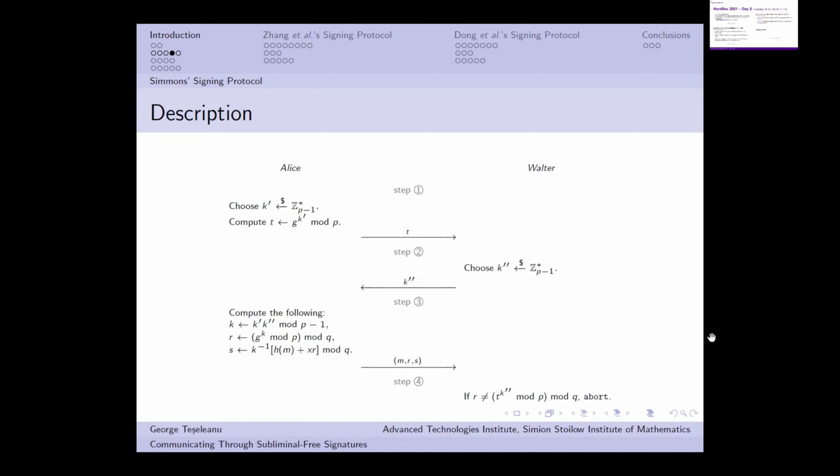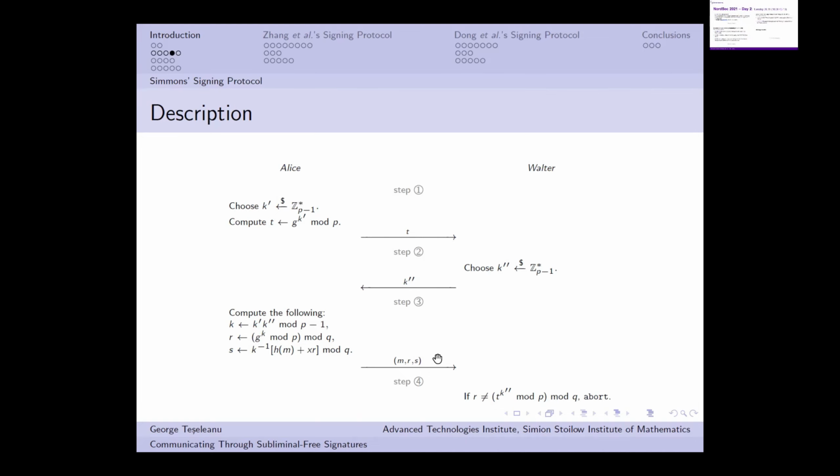What's the actual philosophy behind this? As I said before, Alice can modify the way that K prime is generated. So in order to prevent that, Walter chooses a random K second, a real random K second, and uses this number to blind K prime. So the resulting number K should be random because K second is random, no matter what Alice does.